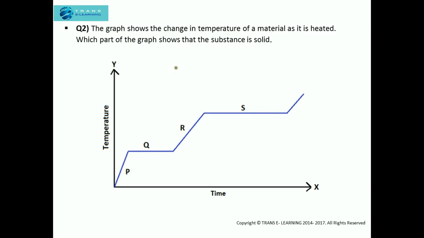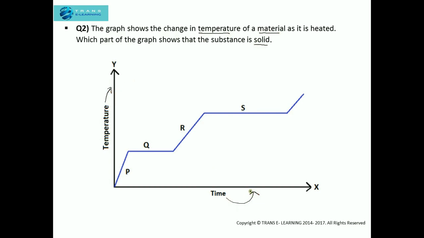The next question: the graph shows the change in temperature of a material as it is heated. Which part of the graph shows that the substance is solid? You can see here the heating curve of this particular substance where temperature is taken on the y-axis and the time is taken on the x-axis.